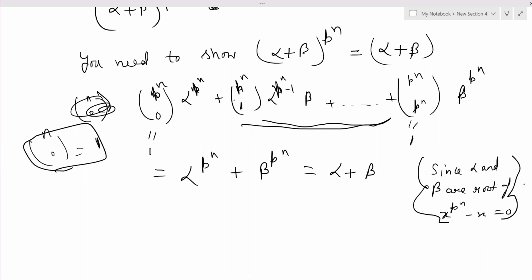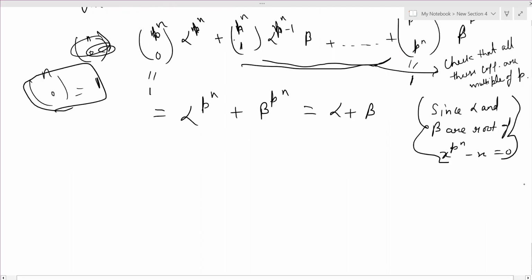So it is a check exercise for you: check that all these coefficients are multiples of p. So yes, we are done.